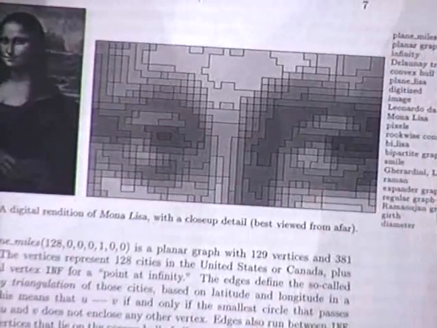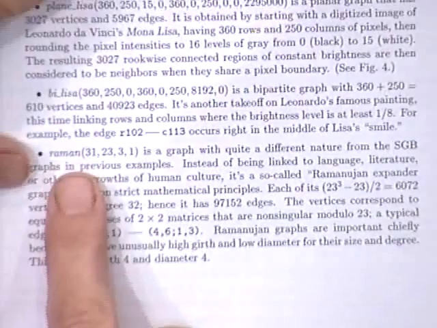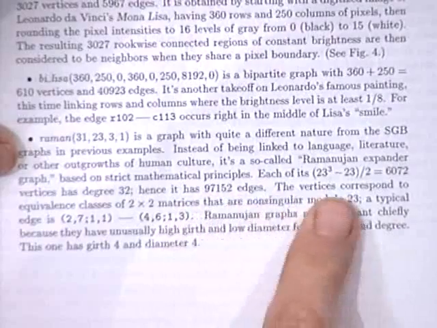There's a graph based on cities in the United States and Canada, which has all of the mileage, exactly how long it takes to drive from one city to another. Here's one that's mathematical in nature, called a Ramanujan graph. This is a family of graphs that's some of the best known expander graphs, and expander graphs have a huge number of applications.